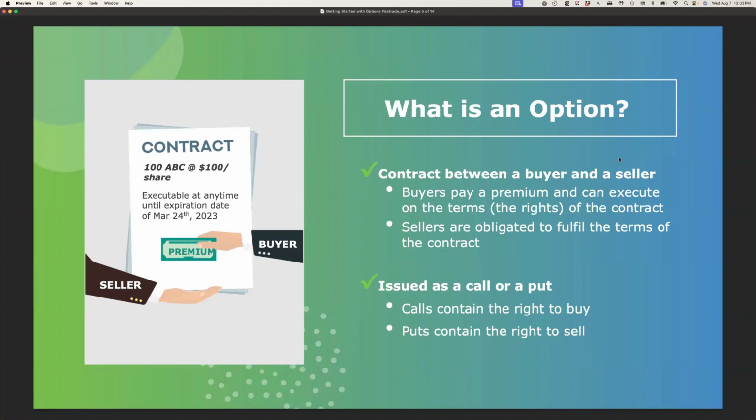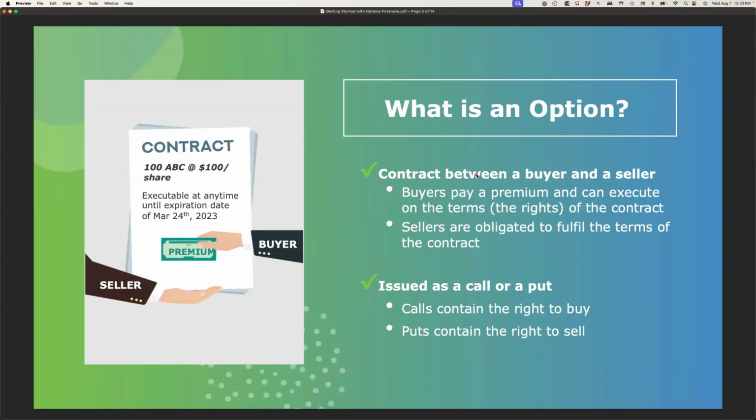What is an option to begin with? Now, when you first learn about options, you might find that the definition of an option contract might sound difficult to understand, and it might sound like legal jargon. And the reality is that it is. It's a contract between a buyer and a seller. And contracts, by nature, are full of technical jargon. So what we're going to do here today is help you break down that technical jargon so that you have a better understanding of an options contract, so that you can better utilize them or decide how you want to utilize them in your portfolio.